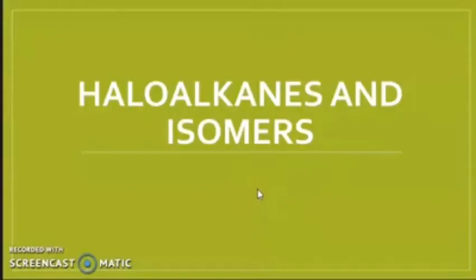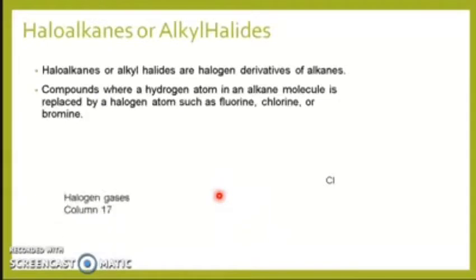Hello grade 9, in this video we will be talking about haloalkanes and isomers. Haloalkanes or alkyl halides are halogen derivatives of alkanes.